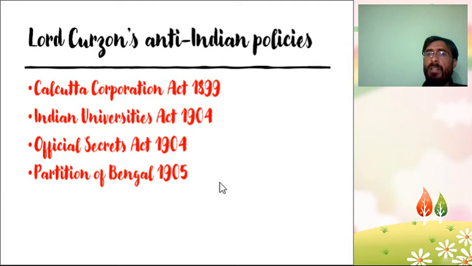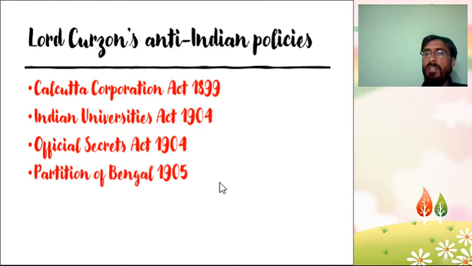Under this act, the strength of elected members was reduced and it became an official organization. This was against the wishes of the Indians. Then, against the wishes of the Indians, in 1904, Indian Universities Act was passed. Under this act, Indian universities were placed under the strict control of the government. Then, in 1904, Official Secrets Act was passed. And finally, in 1905, the most controversial measure of division of Bengal was adopted.